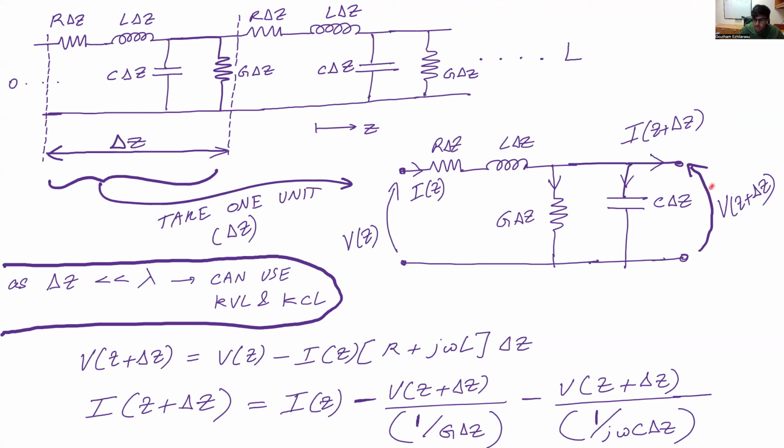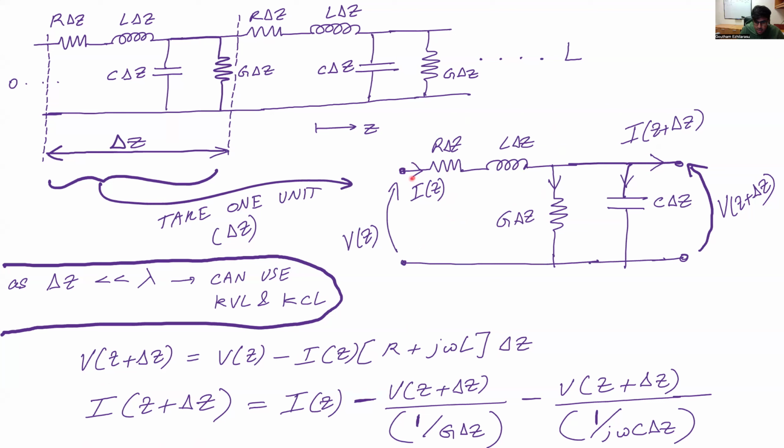So the voltage at z plus delta z is just going to be this voltage V of z minus I of z times this impedance, which is going to be R plus j omega L times delta z. And you can see this voltage, V of z plus delta z, is just going to be the voltage at this node minus I times this impedance. That is this. Similarly, what about the KCL?